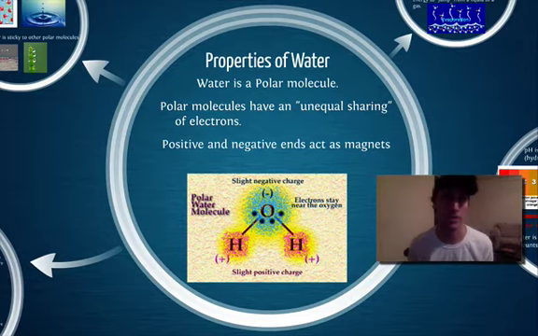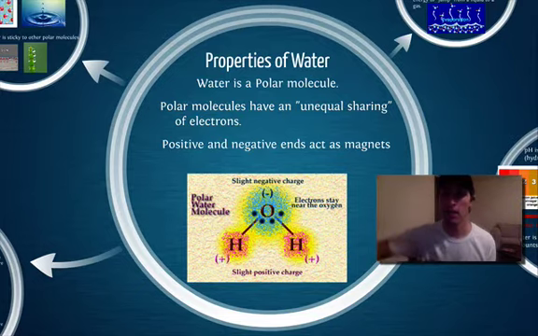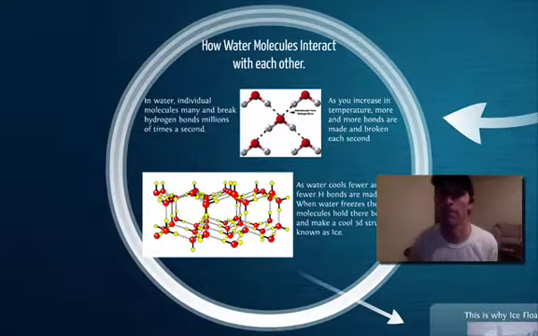Now hydrogens, because they're not getting the electrons as much, are going to have a slightly positive charge. So this sets up like a little magnet with positive and negative ends. And if you remember, like a magnet, opposites attract. Let's see how water interacts with itself.